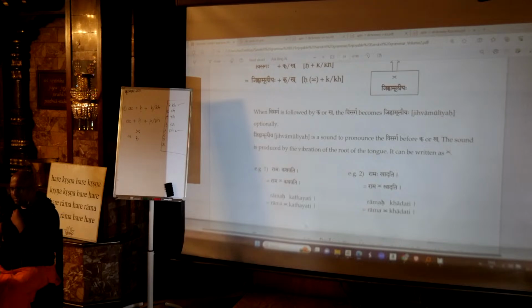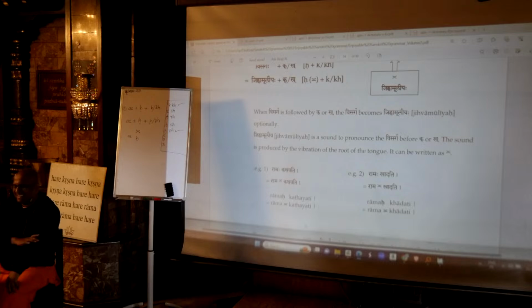Ramah kathayati, this will be the plain. And I have seen some teachers say Rama kathayati, Rama mak, mak, that's the sound basically, as if you are connecting ka. Same way with Ramah khadati. Either you say Ramah khadati, or you say Rama khadati, this way.